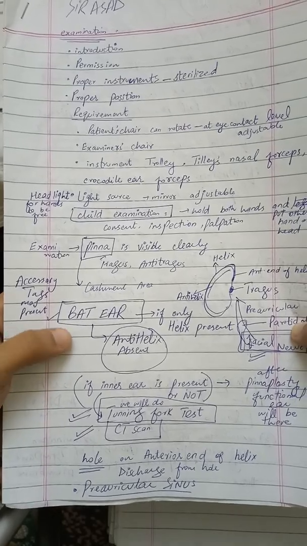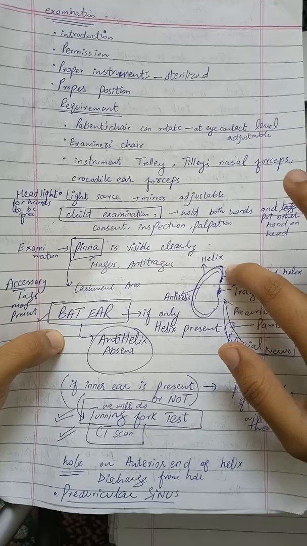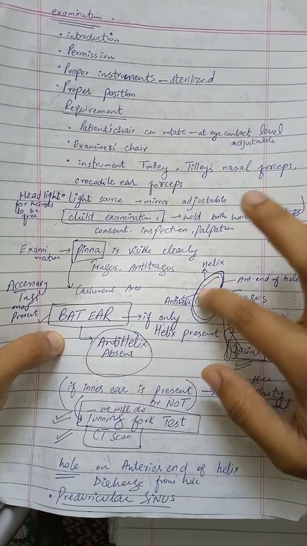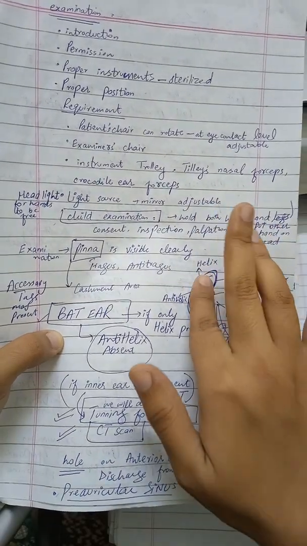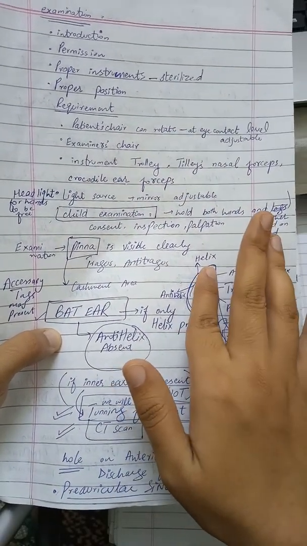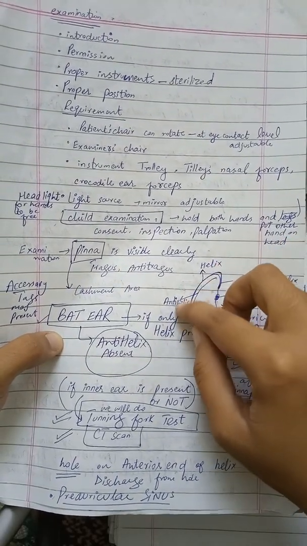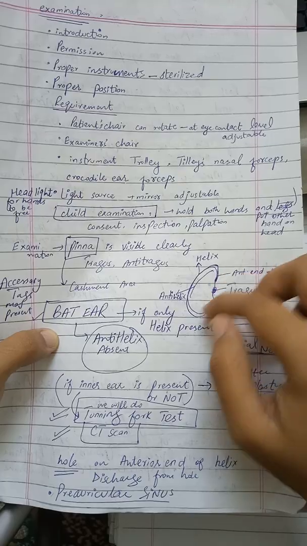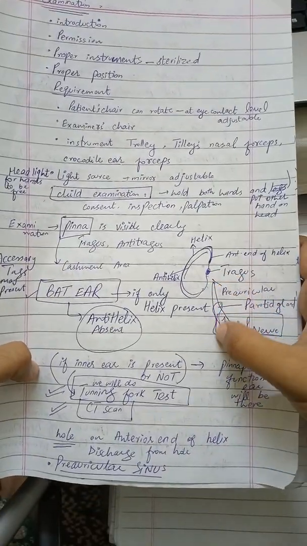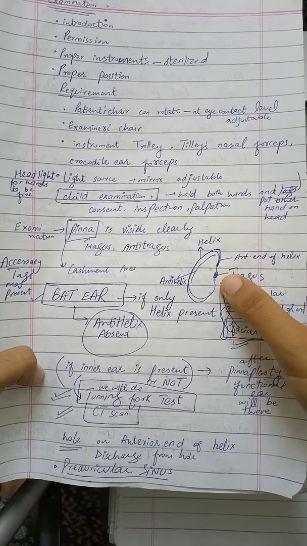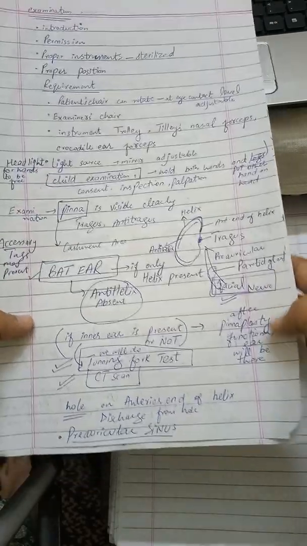What is the bat ear? Bat ear is only helix is present and antihelix is absent. If this structure antihelix is not present, then it is bat ear. Only helix is present, that is the outer border, then it is bat ear. And if any problem in preauricular area, it might damage the facial nerve.